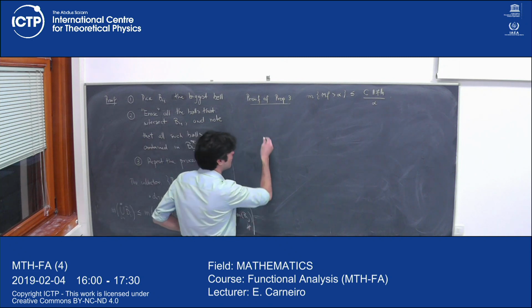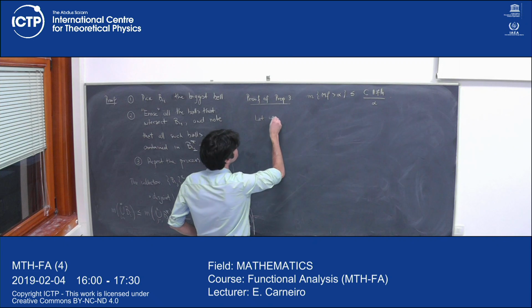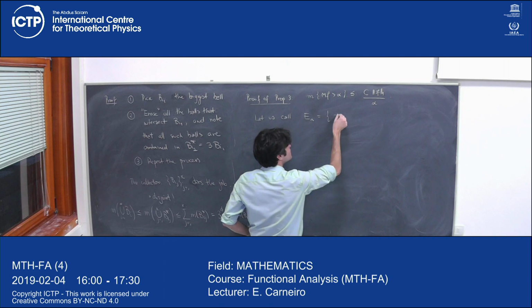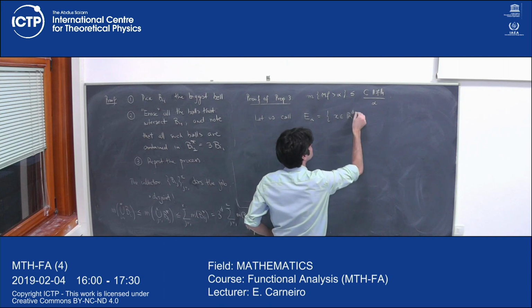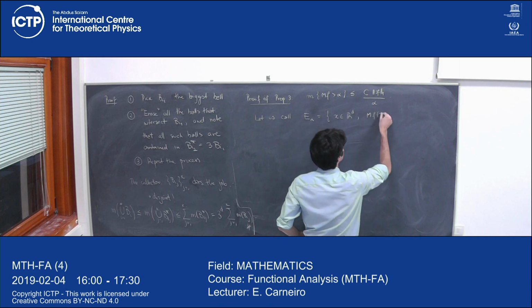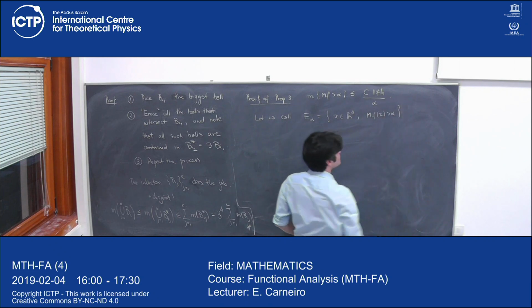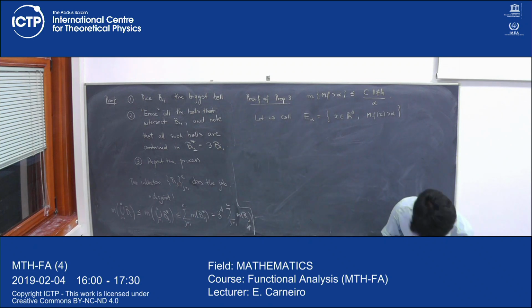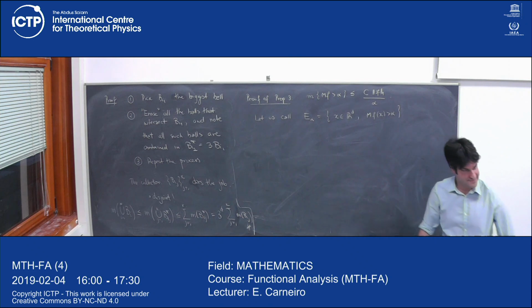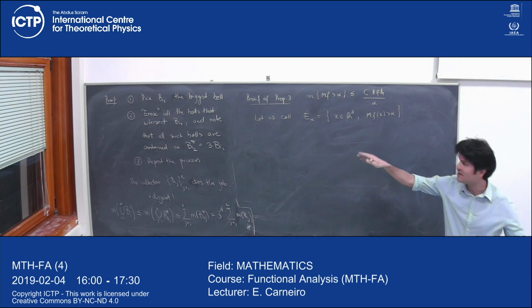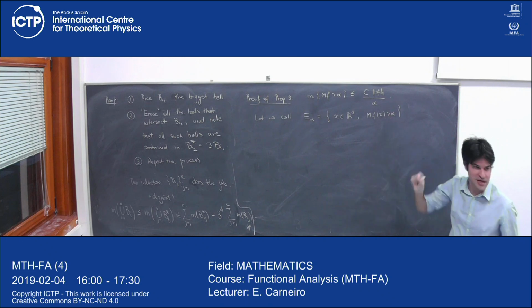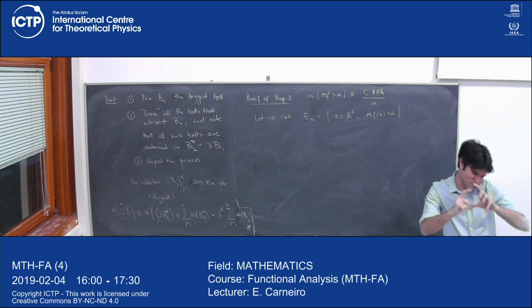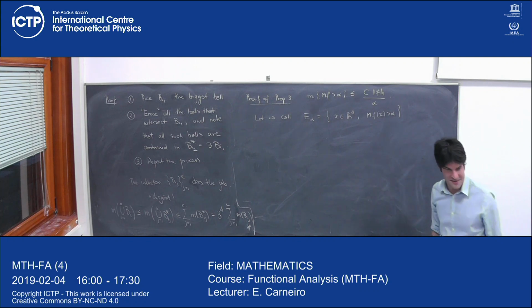So let's call the set E alpha. Let us call E alpha the set of points x belonging to R^d such that the maximal function of f at x is bigger than alpha. I let you prove as an exercise that this is a measurable set. It is actually an open set. Whenever my maximal function is bigger than alpha at the point x, it's bigger than alpha in a neighborhood of x. Because you're taking averages, you can just move the average a little bit. So this is an open set.